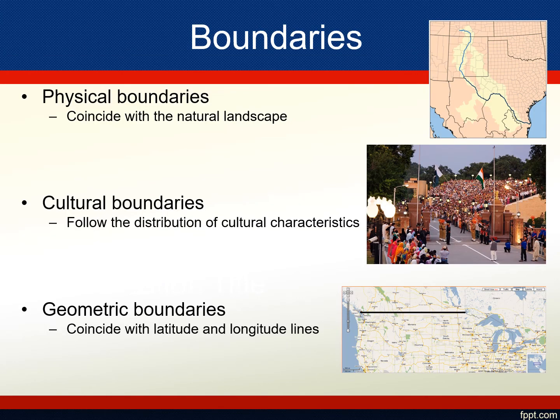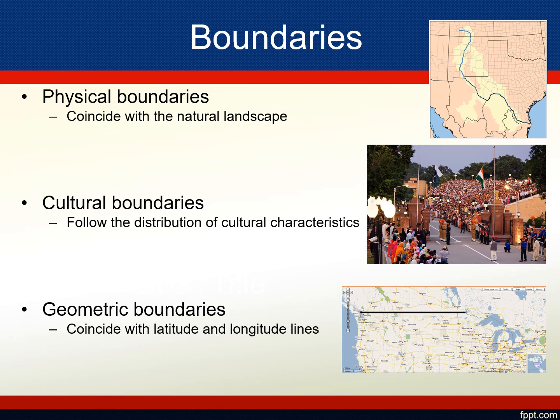Next up, let's talk about boundaries. Physical boundaries are things that coincide with natural landscapes, things like rivers and mountains, which are beneficial because you can actually see them. For example, the U.S. boundary with Mexico along the Texas-Mexico border is a physical boundary because it's the Rio Grande River, or the Great Lakes, marking the boundary between part of the US and Canada.